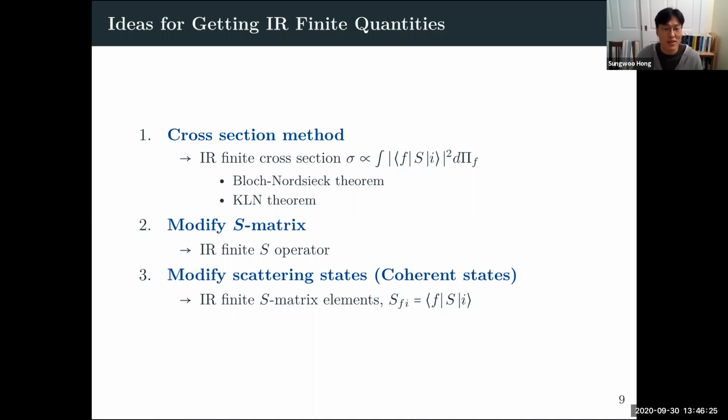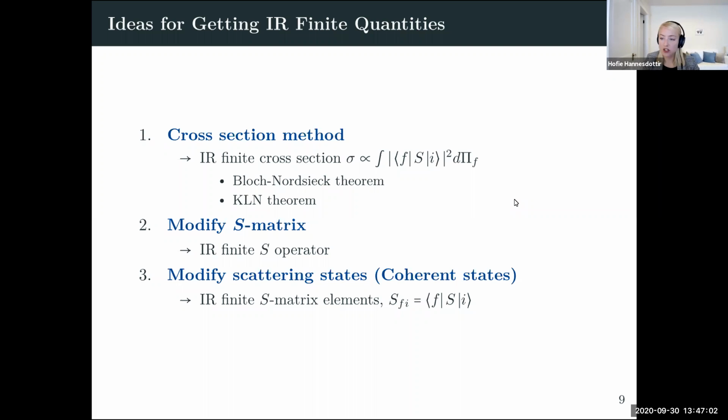Okay. So perfect. Yes. Here are the ideas that we have for getting IR finite quantities. And the first one that I'm going to be talking about is precisely this idea, the cross-section method, which aims at getting IR finite cross-sections, that is S-matrix elements squared, integrated over some part of phase space, where we sum up over different processes in order to get an IR finite quantity. And we have some theorems that tell us how to proceed with this method, namely the Bloch-Nordsieck theorem and the KLN theorem. So I'm going to go through both of those.